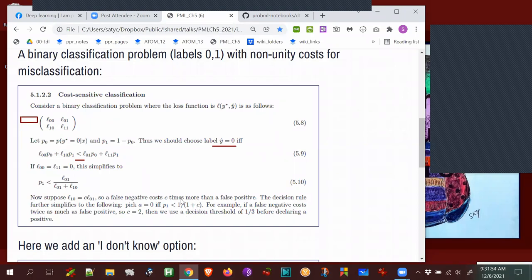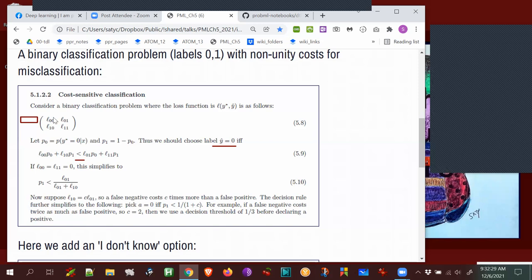And so our decision rule becomes very simple. If P1 is simply less than 1 over 1 plus C, then you pick 0. Otherwise, you pick 1. For example, suppose you make false negative twice as costly as false positive, because you don't like false negatives, so it's dangerous. And so then you make C to be 2. And so then that becomes 1 over 3, one third. So that one third number becomes a decision threshold. It means that if P1 is less than one third, then you pick a 0 label. Otherwise, you pick a 1 label. So that's very neat that you can do it like that, with that extra cost value C.